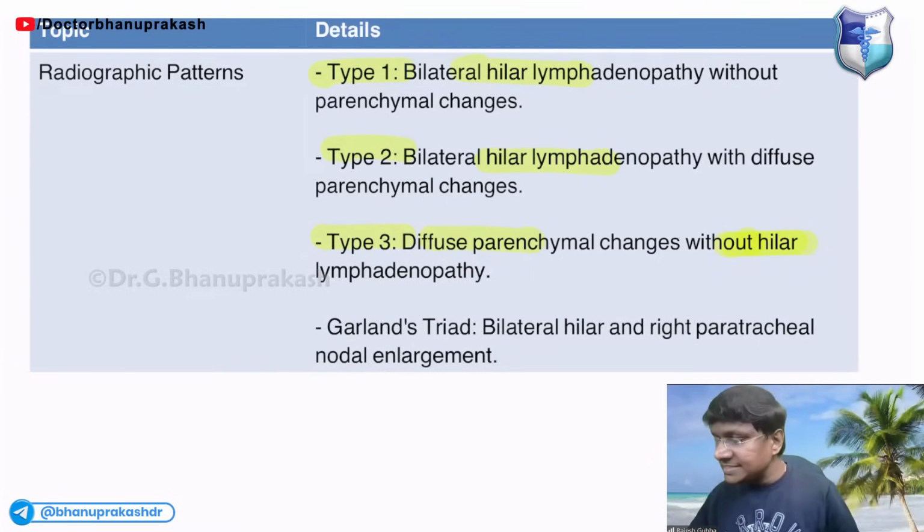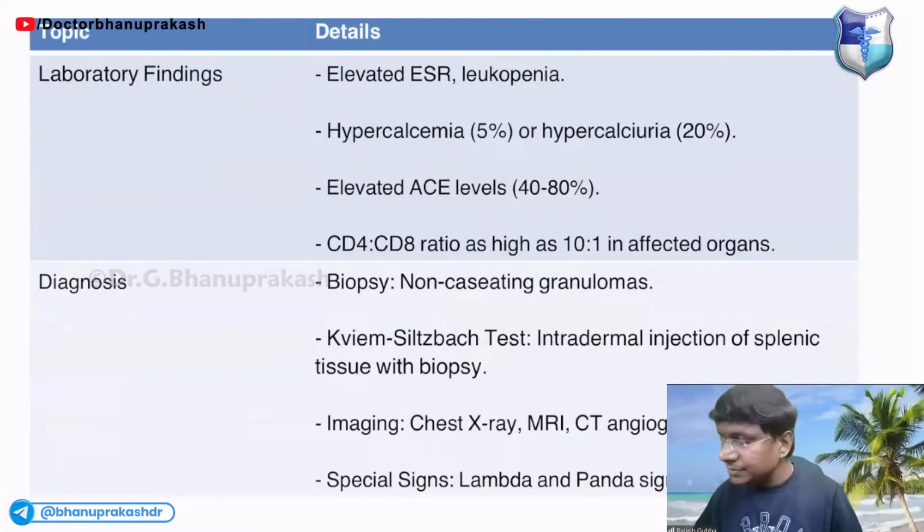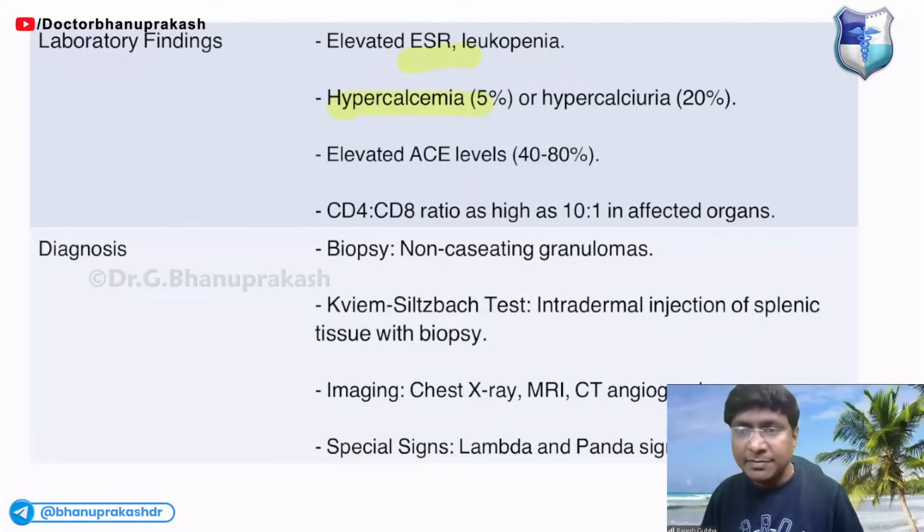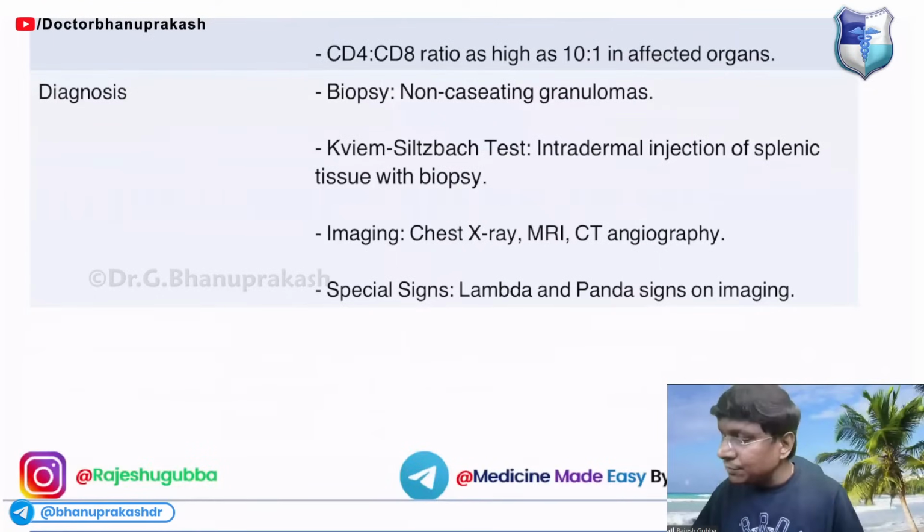So these are the three important radiological patterns. And how will you diagnose? Because it's an inflammatory condition, ESR will be elevated. Hypercalcemia will be there, because the non-caseating granuloma produces vitamin D. There will also be elevated ACE levels from the non-caseating granuloma. And the CD4 to CD8 ratio will be around 10:1.